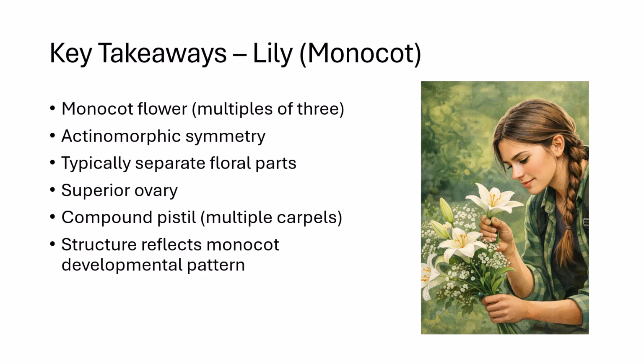To summarize the lily, it represents the monocot floral pattern, parts in multiples of 3. It is radially symmetrical. Its floral parts are generally separate. It has a superior ovary, and its pistil is compound, formed from multiple fused carpels. These features reflect monocot developmental and evolutionary patterns.